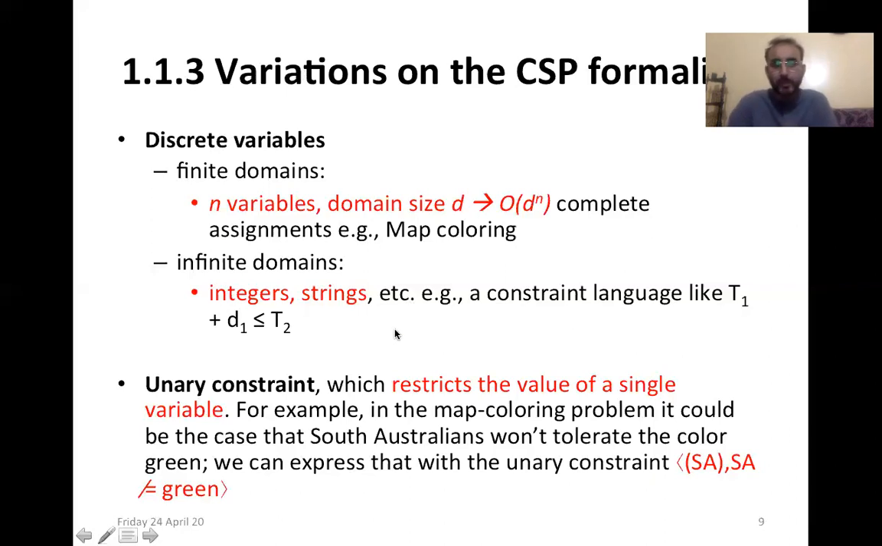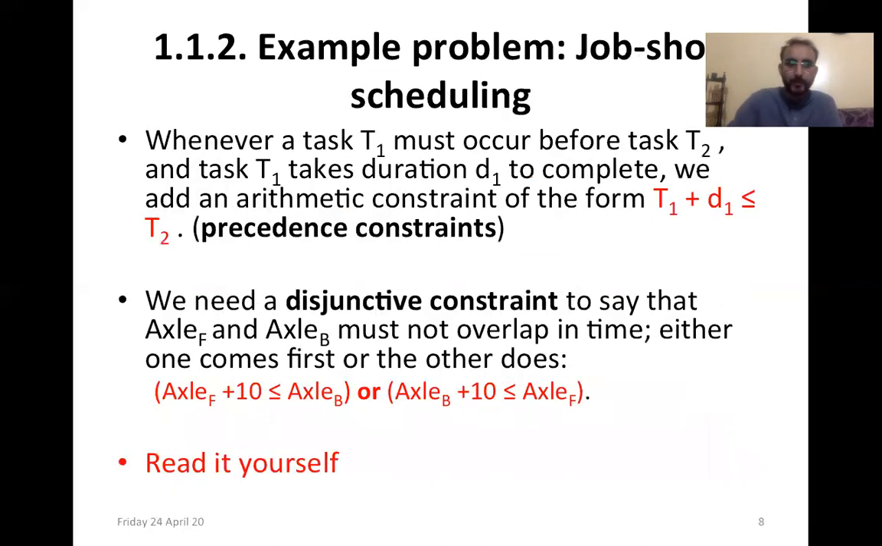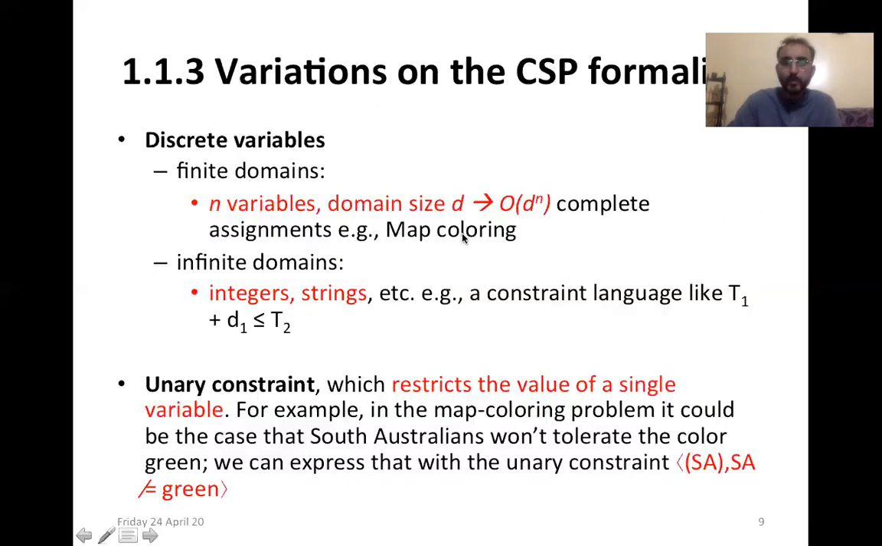And in the second point, we have the infinite domains, like the set of integers that you have studied in mathematics. You can represent these domains with constraint languages, like you already did in the previous slide. Here, this one is the constraint language. So for infinite domains, you can simply use the constraint language, like t1 plus d1 less than or equal to t2. So this is a constraint.